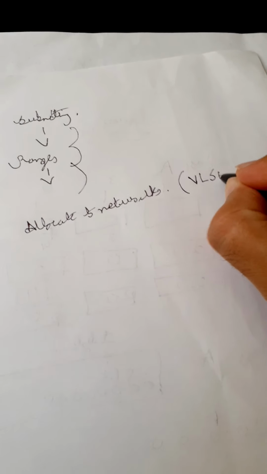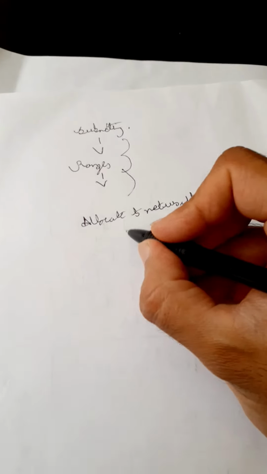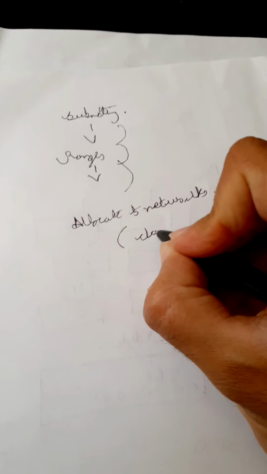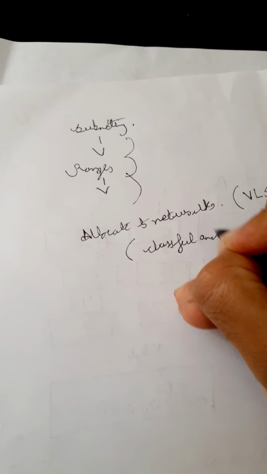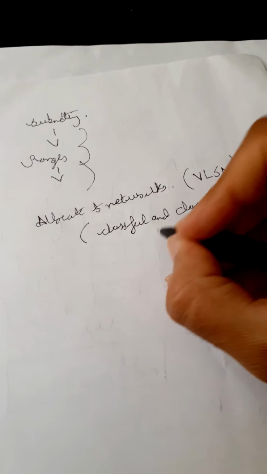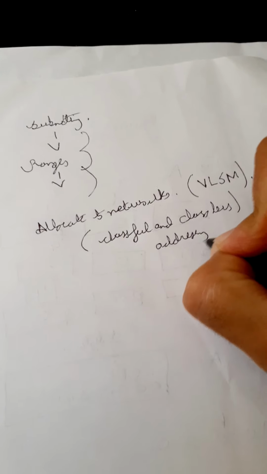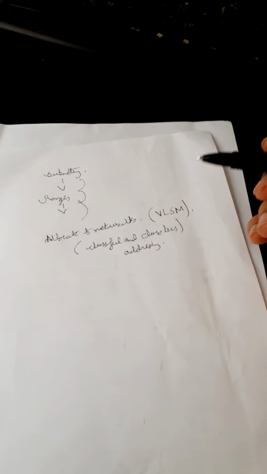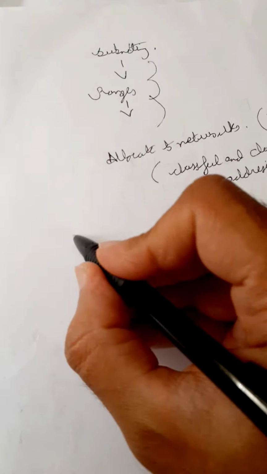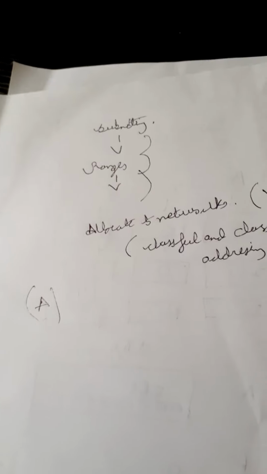It is called VLSM, variable length subnet masking, which furthermore includes classful and classless addressing. We'll be doing that later, but that's more of a slightly higher logic. We are actually in this phase at the moment. So let's carry on.